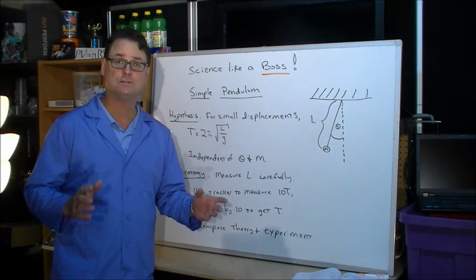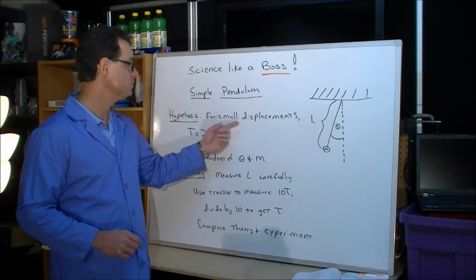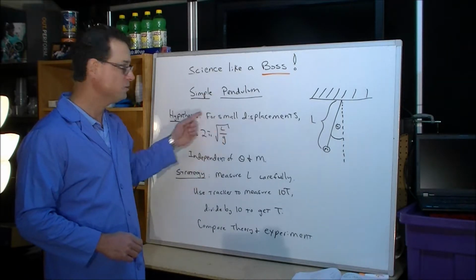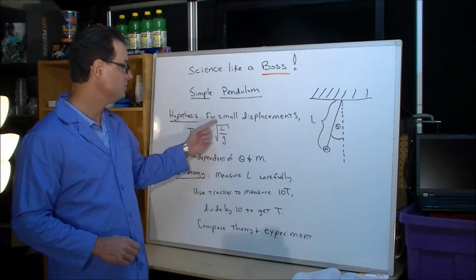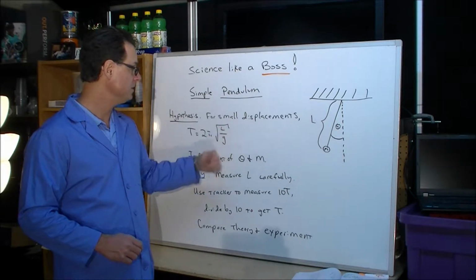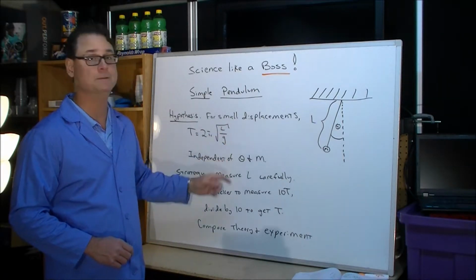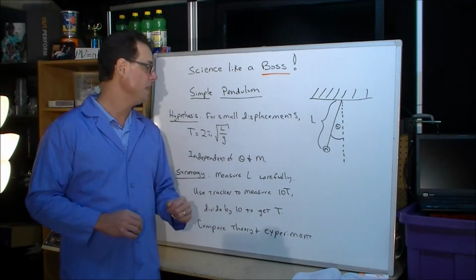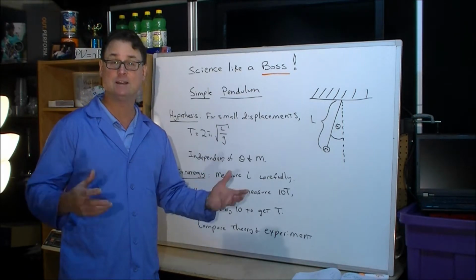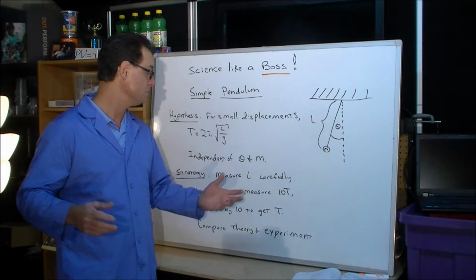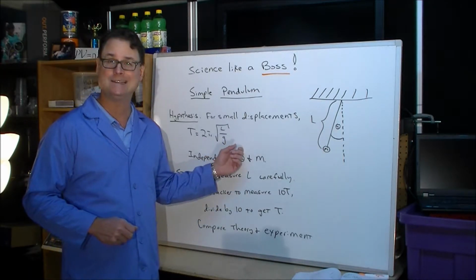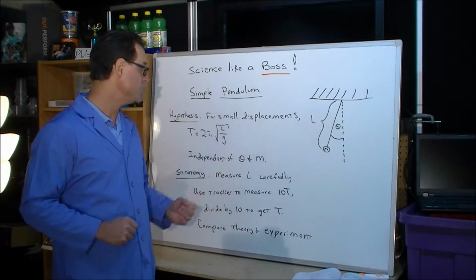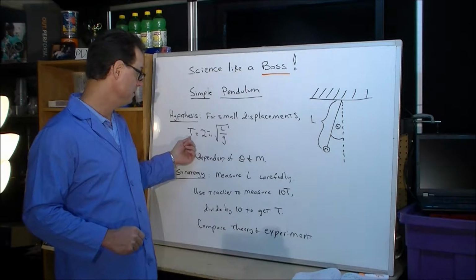And the hypothesis for the laboratory is that for small displacements, the period of the pendulum, which we're going to call T, is given by this formula here: 2 pi times the square root of the length of the pendulum divided by the acceleration of gravity. We won't worry too much about where this formula comes from or why. One can do a detailed physics derivation of the formula, and some books and some videos do that. But we're just going to test this formula as a hypothesis to see if it makes an accurate prediction for the period of the pendulum T.